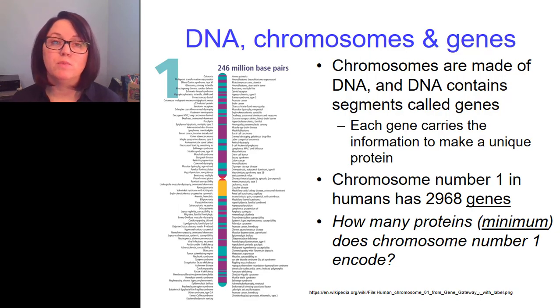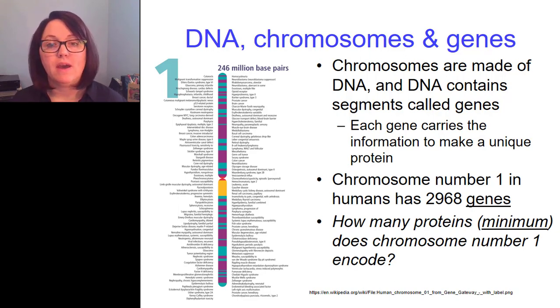Let's take a look at human chromosome number 1. So that's what we see here on the screen. Human chromosome number 1 contains 2,968 genes. That's a lot of genes on one chromosome. Now keep in mind, you have 46 chromosomes. So think about how many genes that you could possibly have. That's a lot, right? Chromosome number 1 happens to be the biggest chromosome.